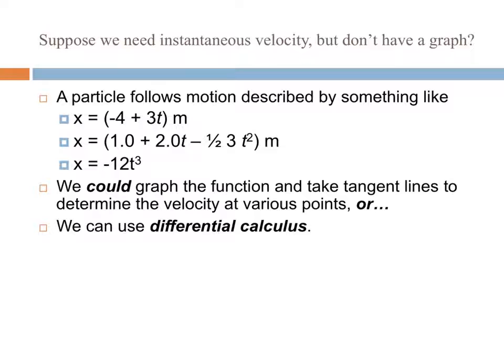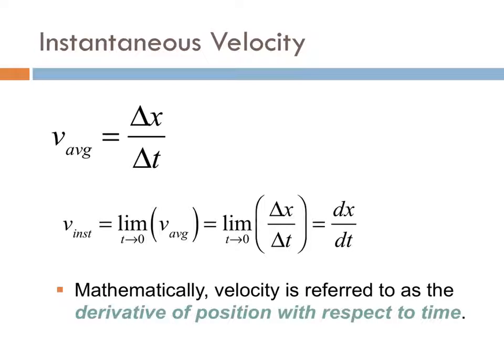You could theoretically graph the function and find tangent lines to all the different points that you need to, or you can use differential calculus. In our last video, we saw that to solve for instantaneous velocity, we had to draw a tangent line to our position versus time graph curve and find the slope of that line. This is also known as taking the derivative of a graph at some point in time. Now we can do that a little bit more mathematically.